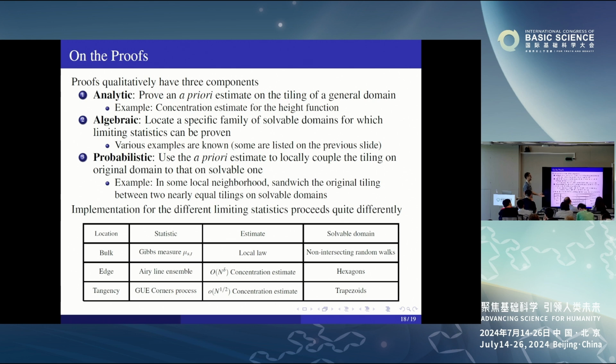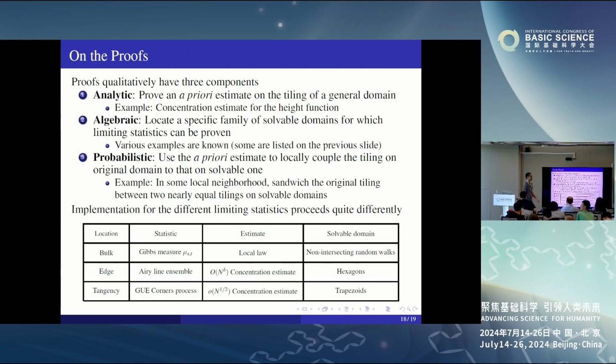The first is an analytic step, which broadly speaking is that you prove an a priori estimate on the tiling of a general domain. You take your general domain, which could be fairly nasty, and you prove some bounds. You don't go for the exact statistics, but you prove some estimate for the tiling on this general domain. An example that you might want to keep in mind is a concentration estimate. So you have your height function, and you show that it concentrates around some profile with a very small error. The analysis is minimizing that error in a sense. I won't go into the details yet about what kinds of errors you want.